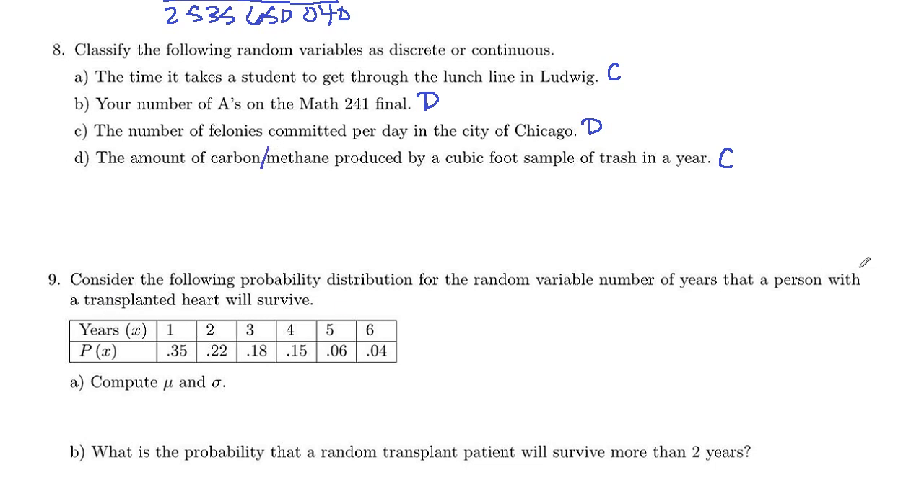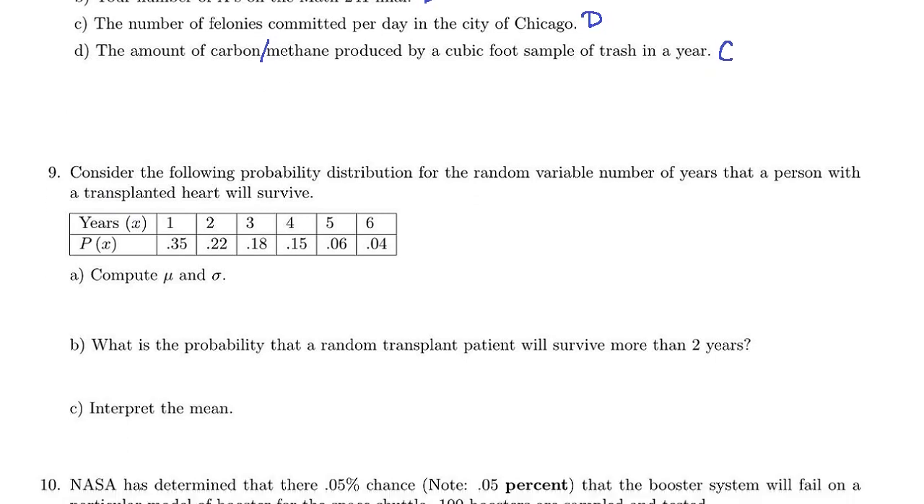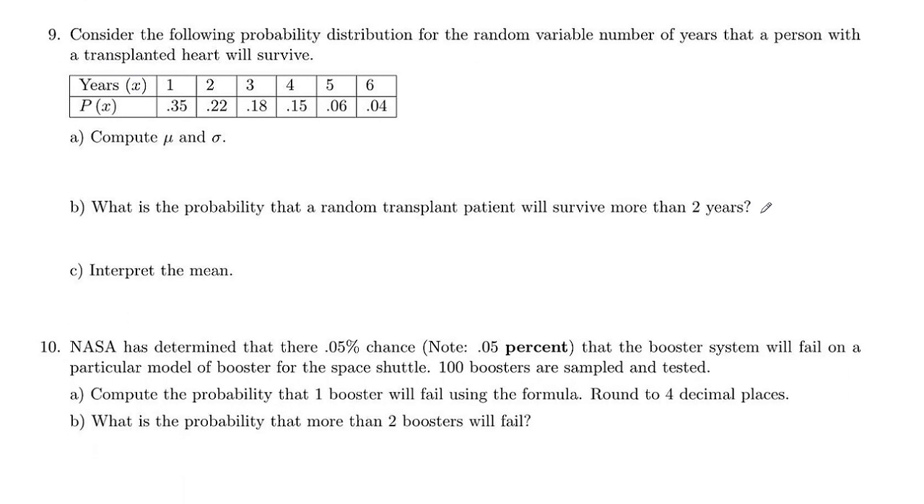And number 9, we have a probability distribution now. Random variable is number of years that a person with a transplanted heart will survive. So here's number of years, 1 through 6. Here's the probabilities. We want to compute mean and standard deviation first. So remember that the mean here is the sum of x times probability of x.